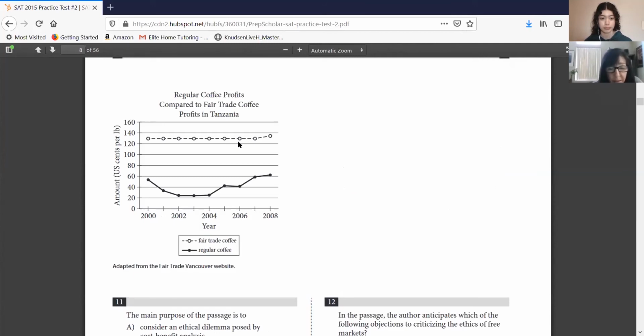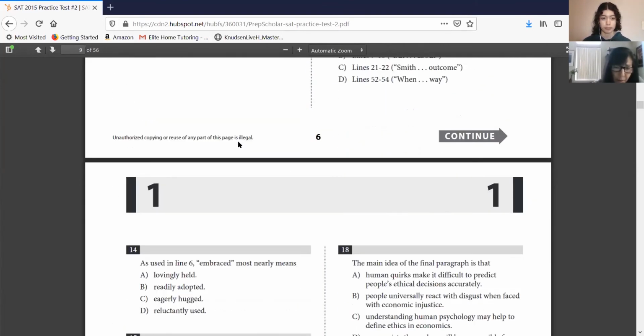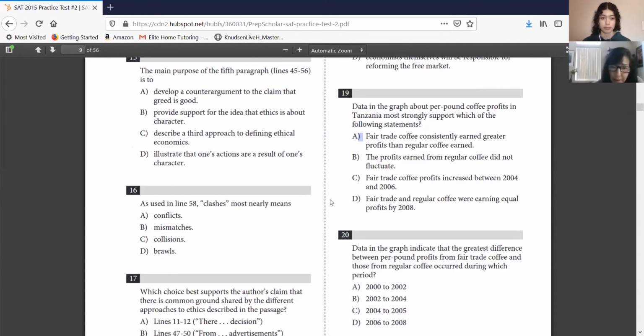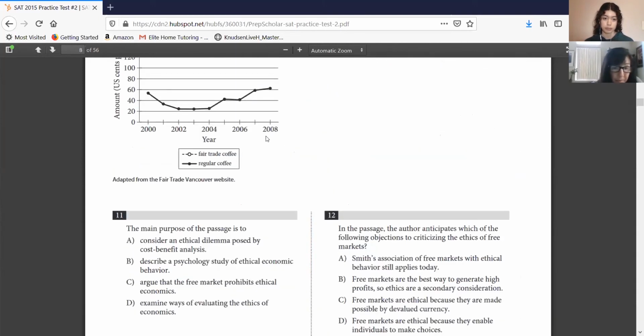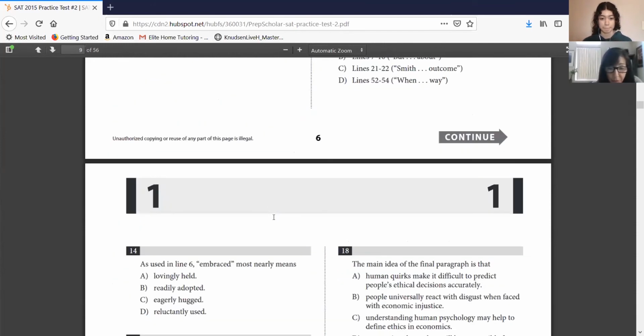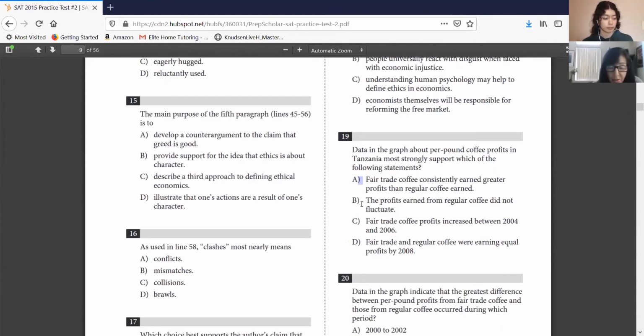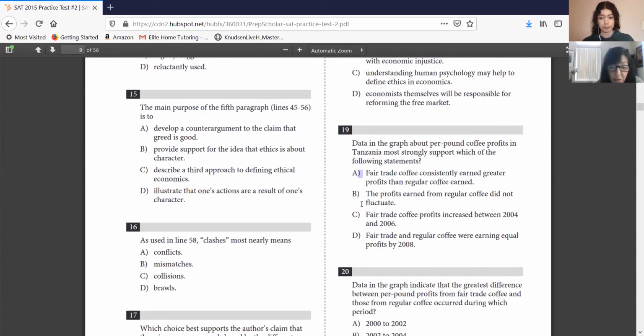Why am I going through all these? Because if somehow another one looks right, I better make sure I read that graph right. So even on the test, you want to quickly go through all 4 and make sure you didn't make a little mistake there, because they do put a lot of little traps in there. Finally, this should be incorrect. Fair trade and regular coffee were earning equal profit by 2008. Equal profit. That is definitely incorrect. So we go ahead. A is your final answer. A is correct. So you're just testing the answers. You don't have to stare at the graph without looking at the answer choices.